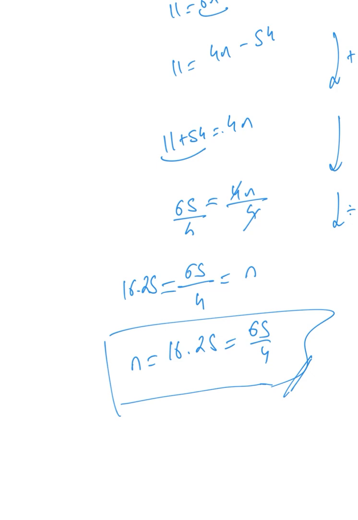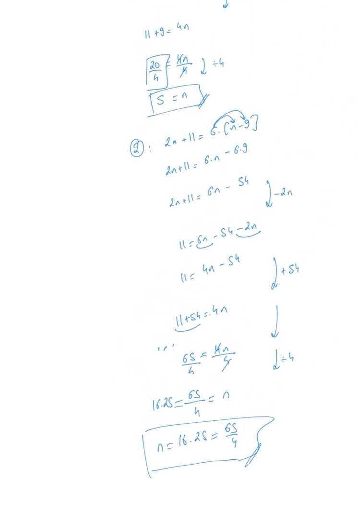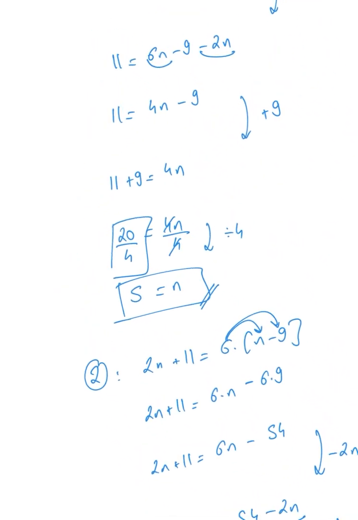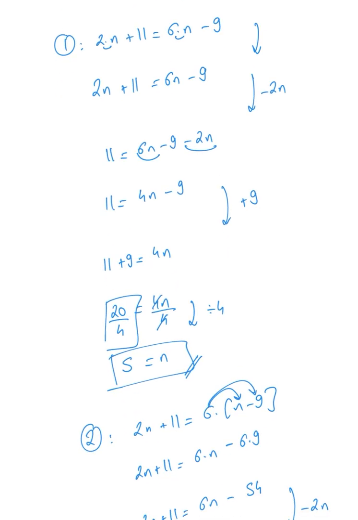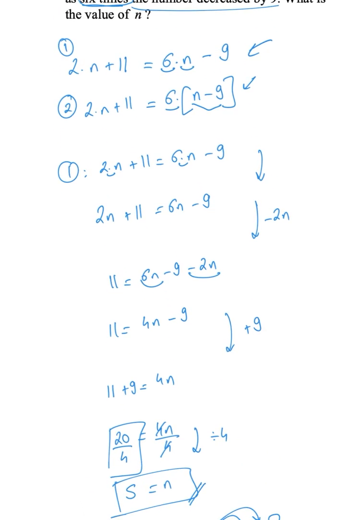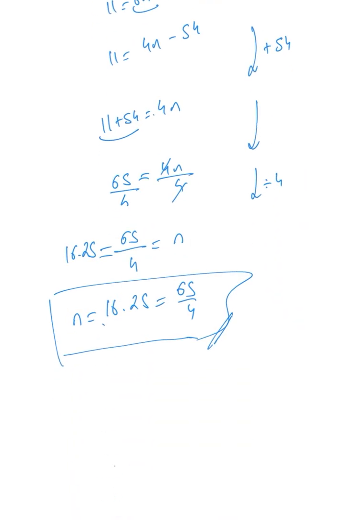So the answer to that question is, it depends on how you interpreted the problem. If you interpreted the problem so as to have the first equation, then it's the first solution, meaning n equals 5. And if you interpreted the problem so as to have the second equation, then it's the second answer, which is n equals 16.25 or n equals 65 over 4.